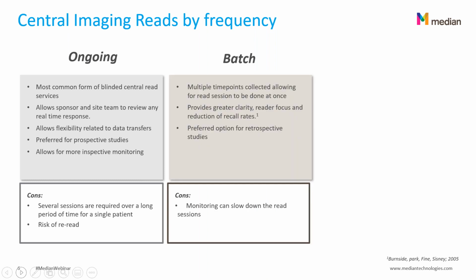The next type of frequency is batch frequency. This is when you receive multiple time points, and once those time points have been QC'd, then they go over to the reader in order for the reader to complete their assessment. This provides greater clarity and reader focus, as well as a reduction of recall rates. This is a preferred option for retrospective studies. An example of this is if you have 24 time points that you receive, you would do the quality control of those time points and then send all those time points over to the reader in order for them to complete their assessment.